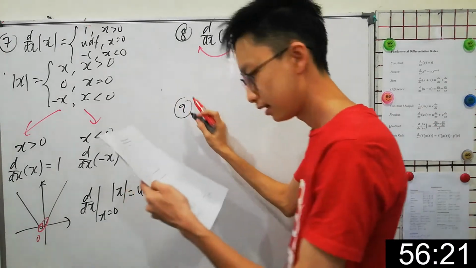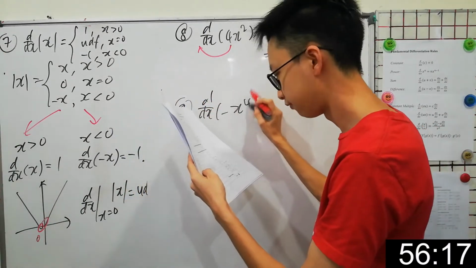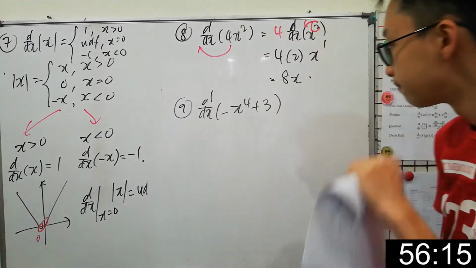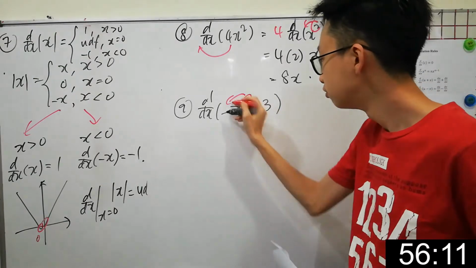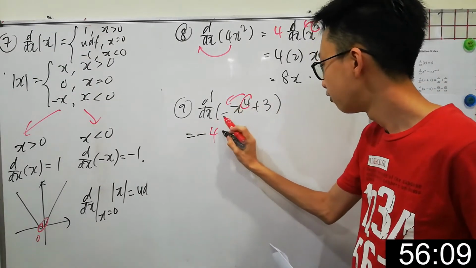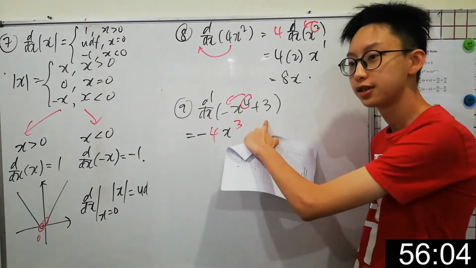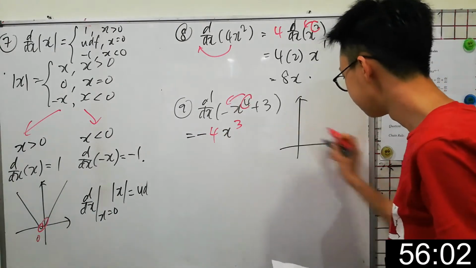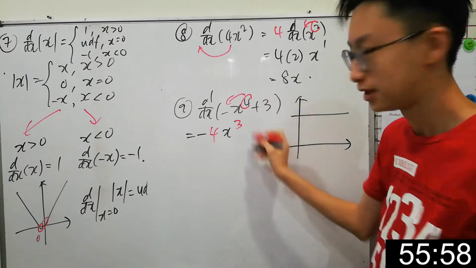Number 9, okay, d/dx of negative x to the 4 plus 3. Okay, so same thing, we will use the power rule. So it's negative 4x, power minus 1 is 3. And when you differentiate a constant, because the constant graph is something like this, right? And the gradient of it will be 0, so it's plus 0, right?